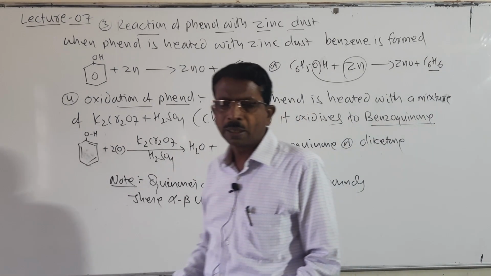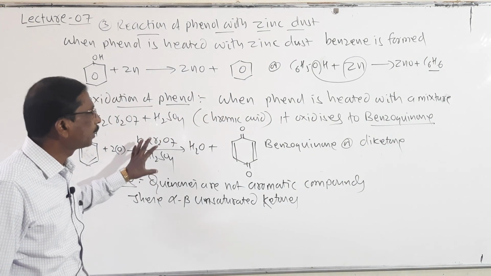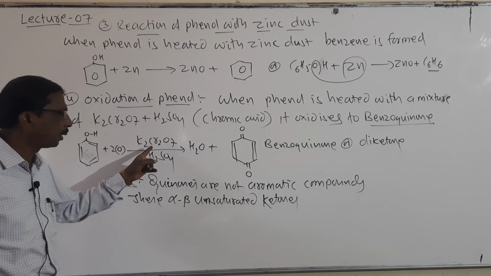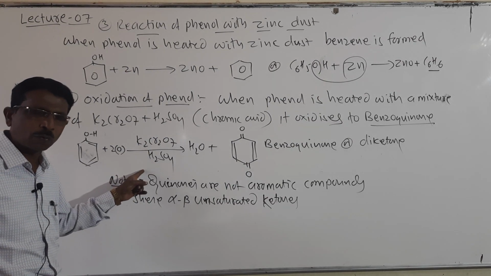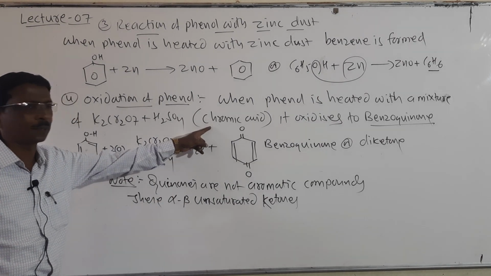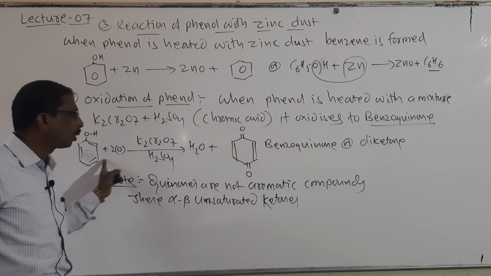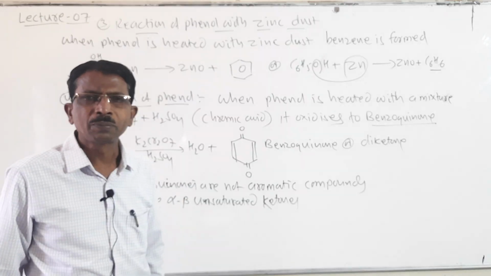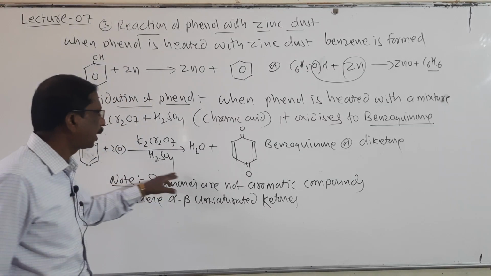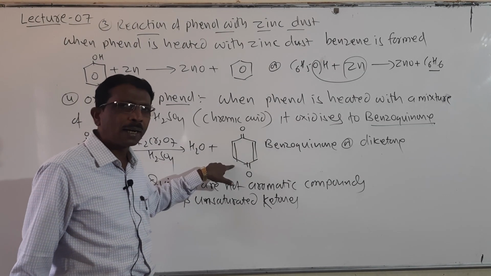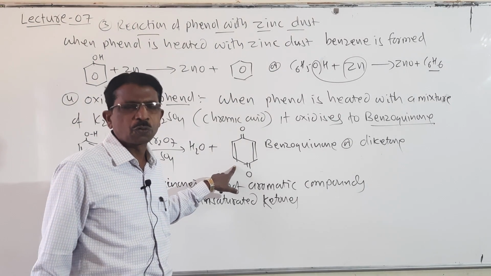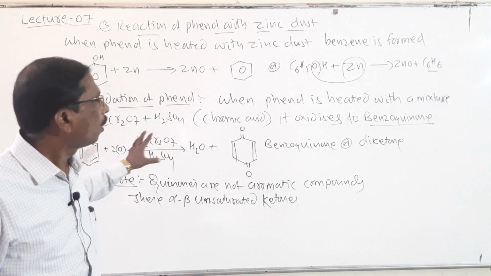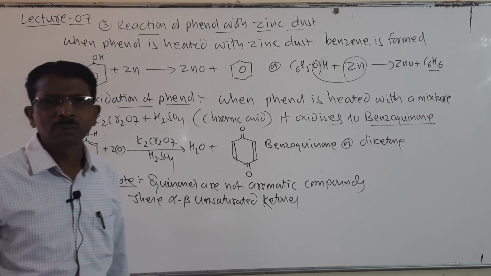So student, these are the important reactions of phenol, and they may ask 1 mark and 2 marks questions. What happens when phenol is treated with a mixture of K2Cr2O7 and H2SO4, or how do you convert phenol to benzoquinone? Or they may write the reaction and miss this product and write the product A. It is for a 1 mark question. So student, here I have completed all the chemical properties of phenol.